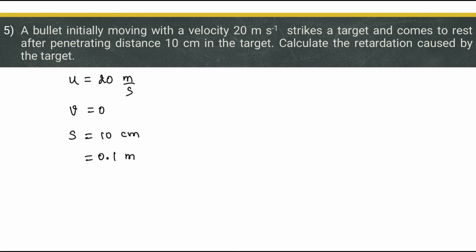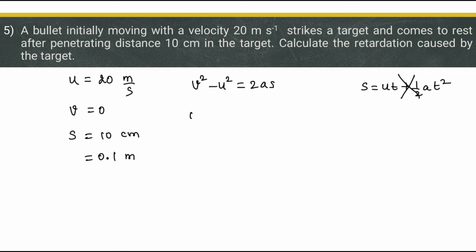So here we can use the formula v square minus u square is equal to 2as. Here we will not be able to use the formula s is equal to ut plus half at square, right, because time is not given. So the only choice left with us is to use this equation v square minus u square is equal to 2as.